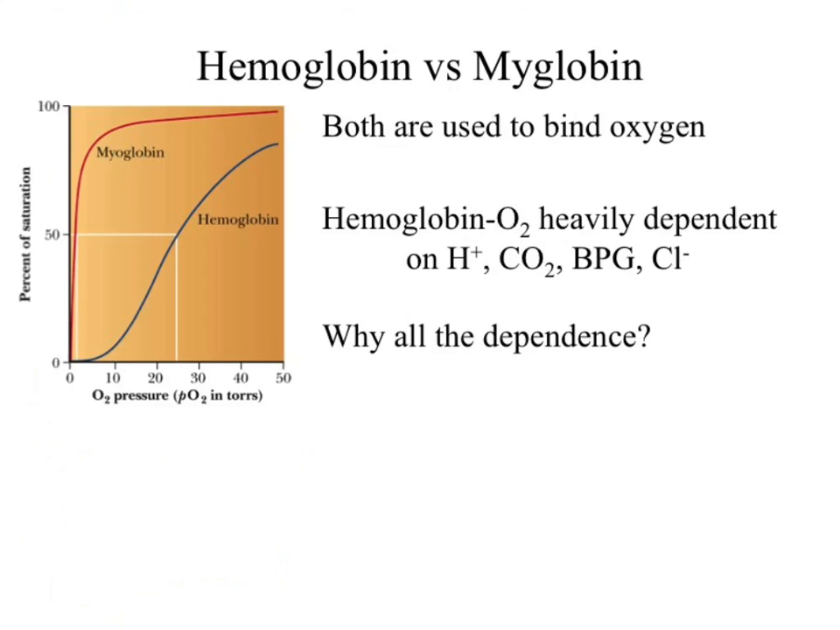Is there still 4 subunits for myoglobin? Sorry? Is there still 4 subunits? No, myoglobin was 1 unit. Oh, okay. Yeah, hemoglobin was the 4.